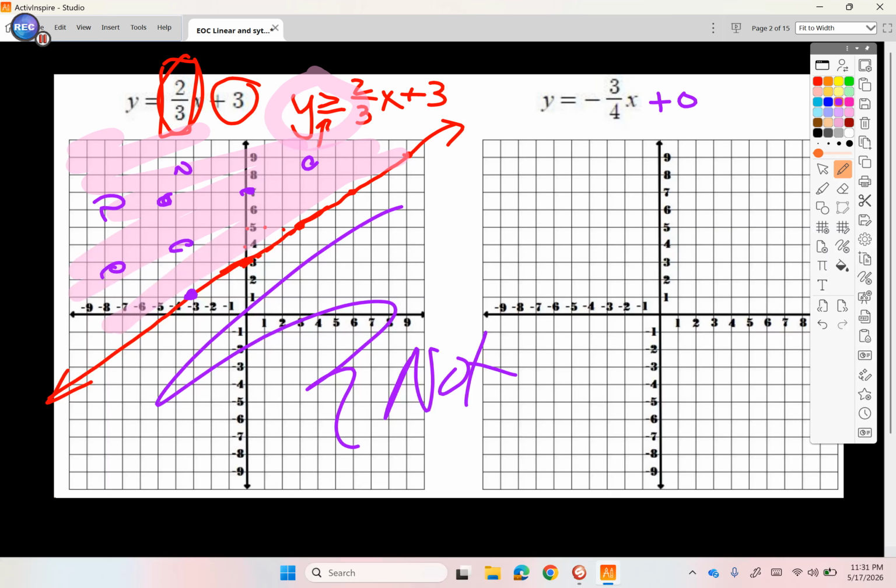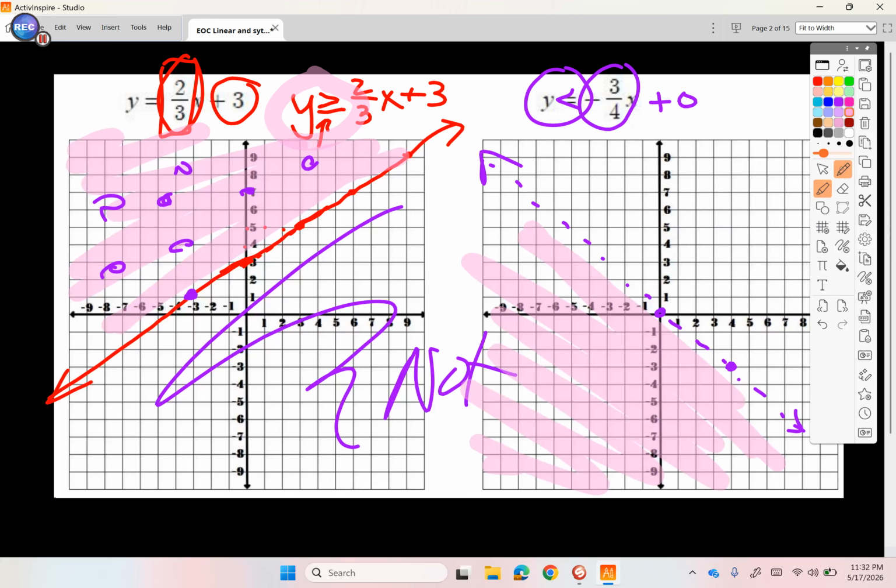Y-intercept is 0. Slope is negative 3 over 4. That's down 3, right 4. Now let's say that was less than, without the equal to symbol. That means the line has to be dashed, and the shading is still the same. If it's closed to your variable, that means less than, so you shade below.